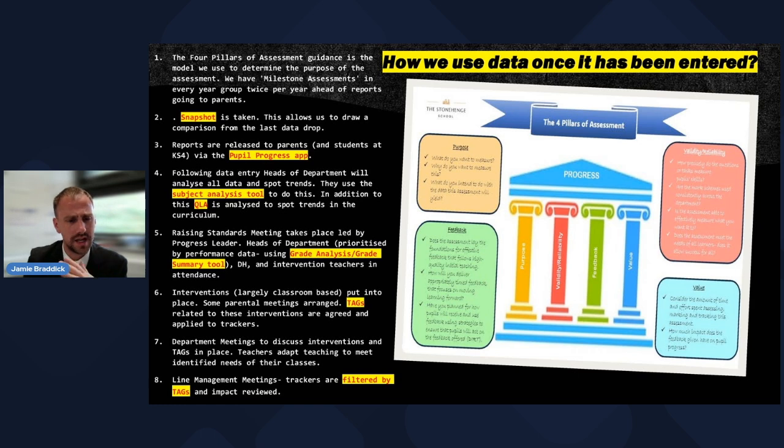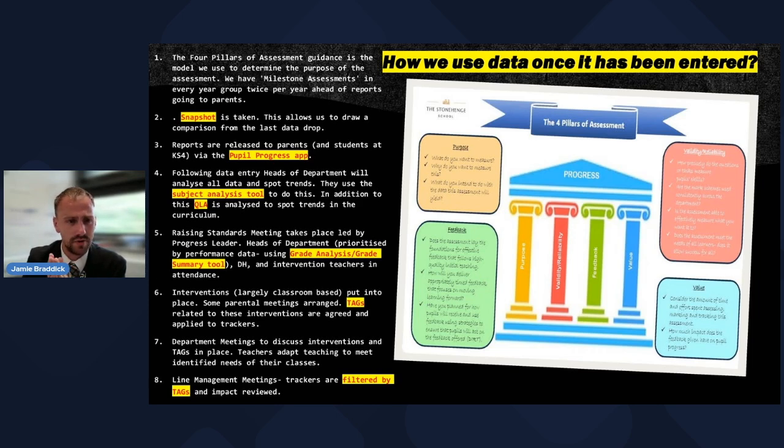Line management meetings happen between the subject leader and the member of the leadership team, and again, we filter trackers by tags, and then the impact is reviewed there as well. And then it cycles back round to the next milestone assessment. We look at the four pillars of that assessment again, and we go from there. And hopefully we see the impact that we intended to see.